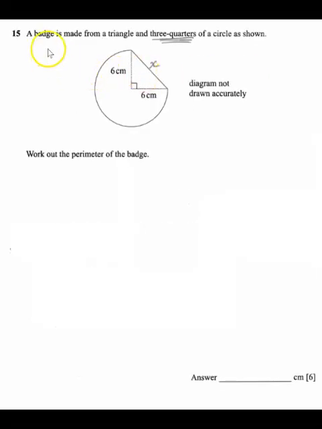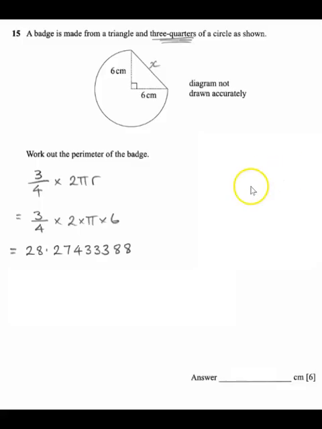So question 15, it says a badge is made from a triangle and 3/4 of a circle. So I've highlighted the 3/4 of a circle. And it's talking about working out the perimeter of the badge. So when we're talking about circles, we're not looking at the area of a circle, so it's not pi r squared. We're looking for the other one, which is 2 pi r, or even pi d if you wanted to use that. So this one here, it says 3/4. So basically what you're doing here is you do 3/4 of the 2 pi r. So this is the circumference of the whole circle.